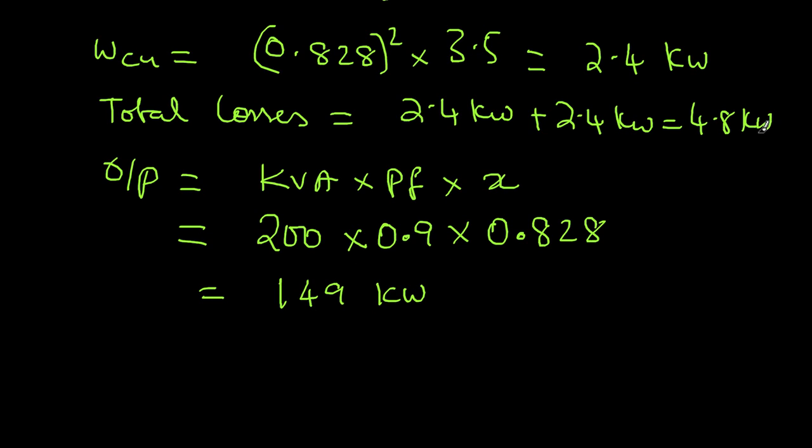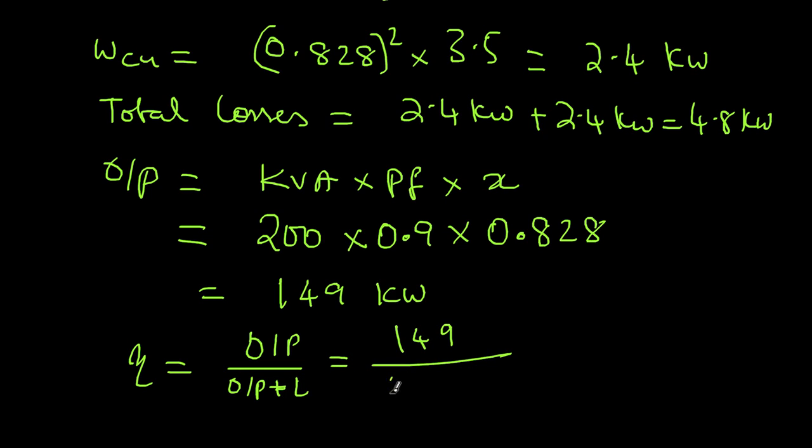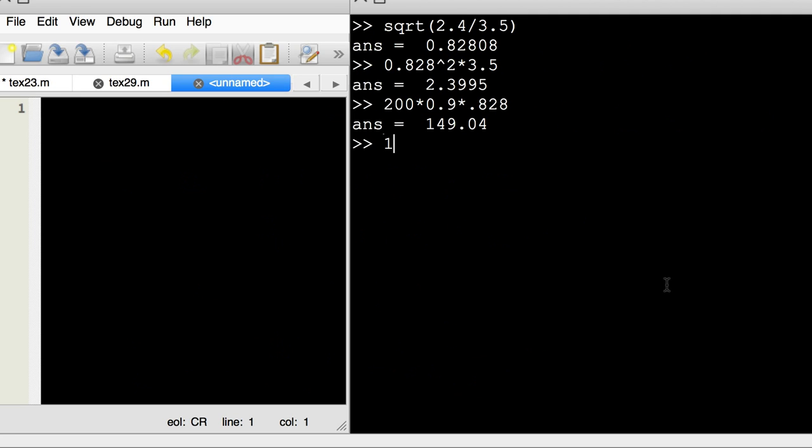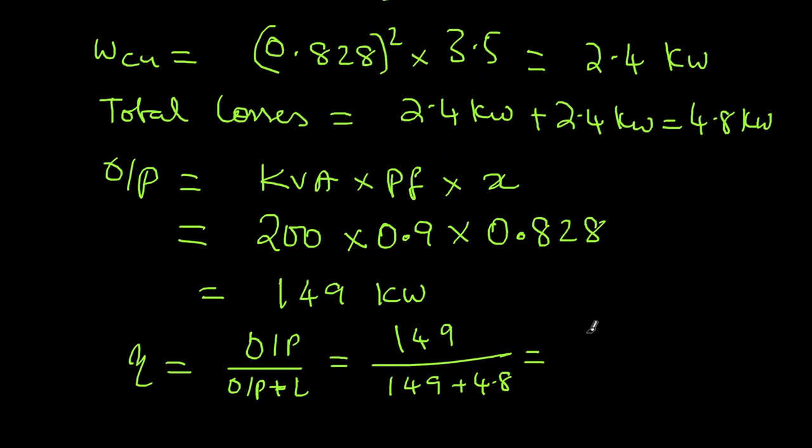At this output, these would be the losses. So what is my efficiency? Efficiency is output divided by output plus losses. That is nothing but 149 divided by 149 plus 4.8. This efficiency would be the maximum possible efficiency. So 149 divided by 149 plus 4.8 is 0.96879.